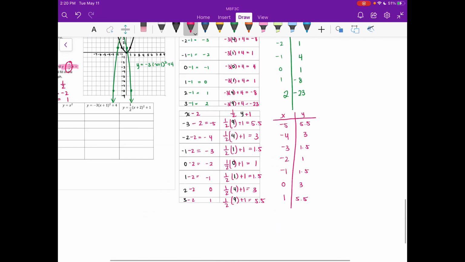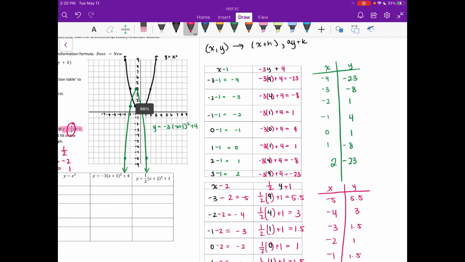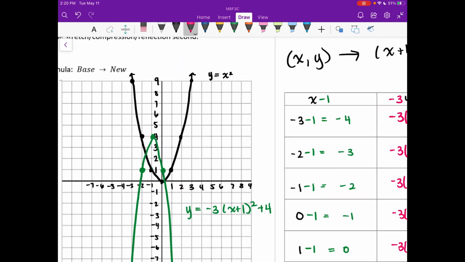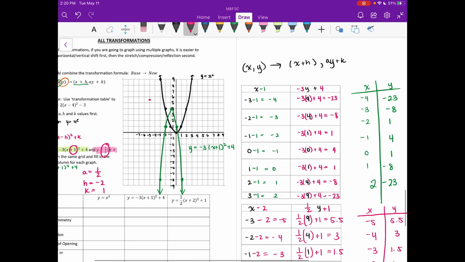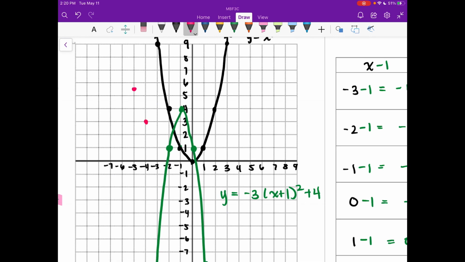Now I have a new x and y table that I can just go plot in. So I'm going to go to negative 5, go up to 5.5, and it'll be in the middle because we were going up by ones. Negative 4 is going to go up to 3. And I like to just keep my table open in front of me. I'm going to avoid jumping back and forth just to save you from that glitch.